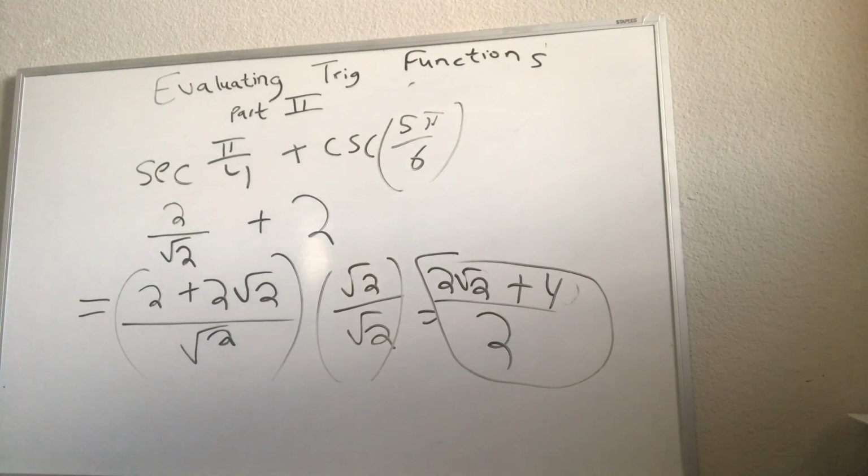So this is basically evaluating trigonometric functions. And again, if you understand the ratios in the 4 quadrants, this one should be pretty easy to understand.